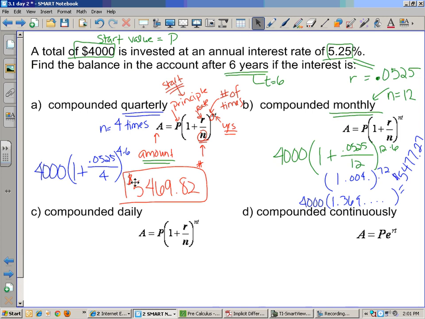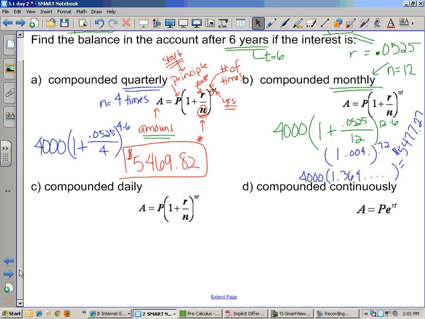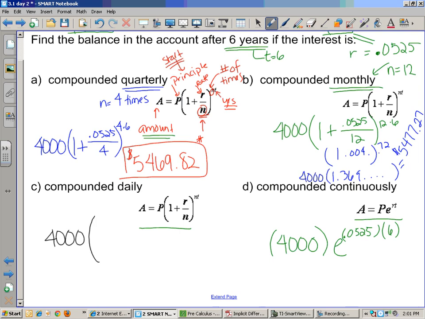Now you can do the same thing again here. I'm just going to set these up, and notice I put the formulas here for you from the previous screen. 4,000 here, the rate is 0.0525, that's the rate per year, times 6 years. I'm just going to fill these in. You can do them on your calculator. Pause the video if you'd like.